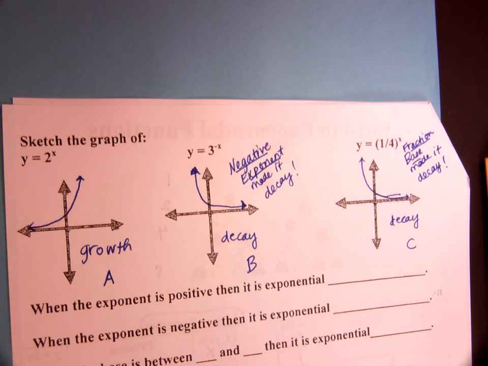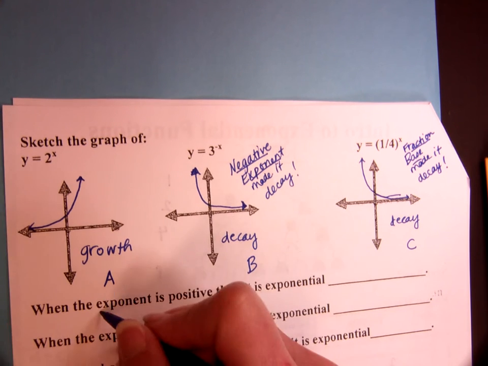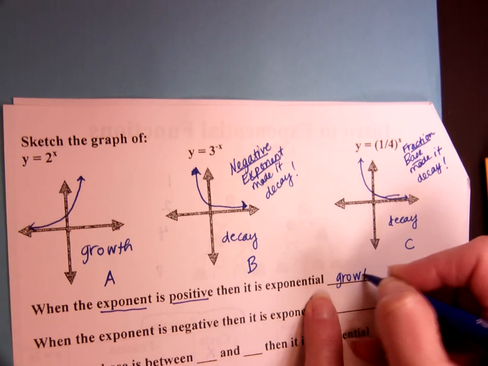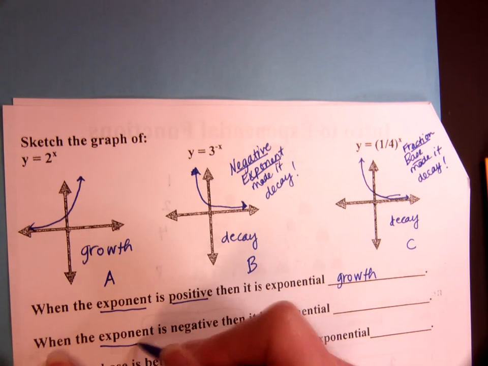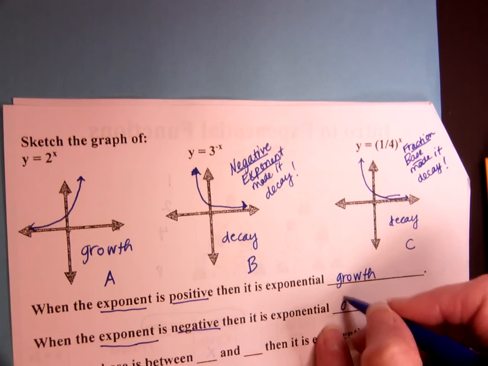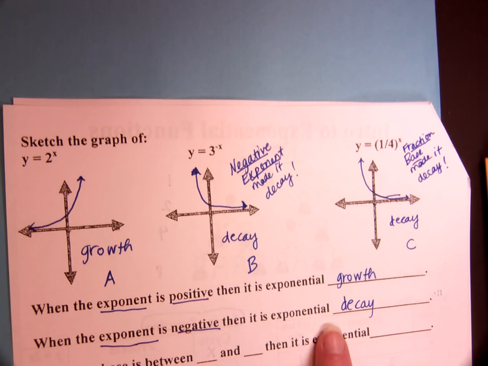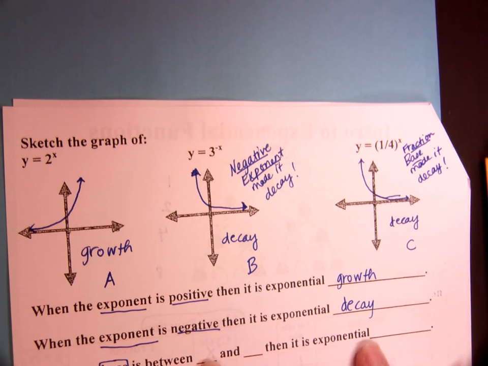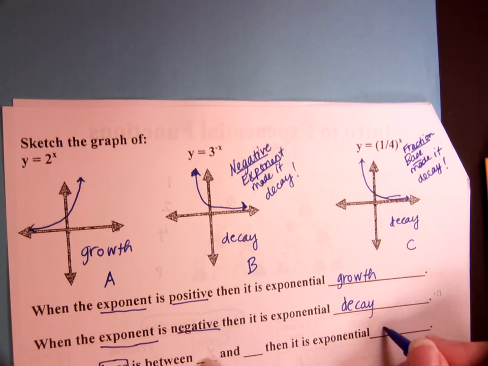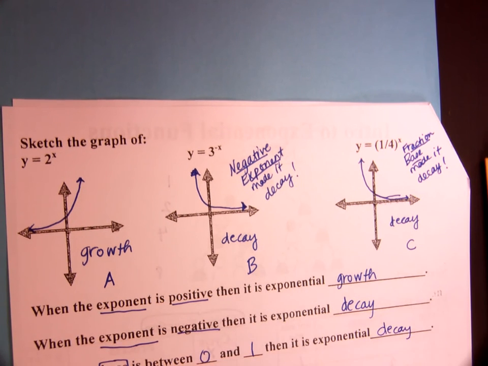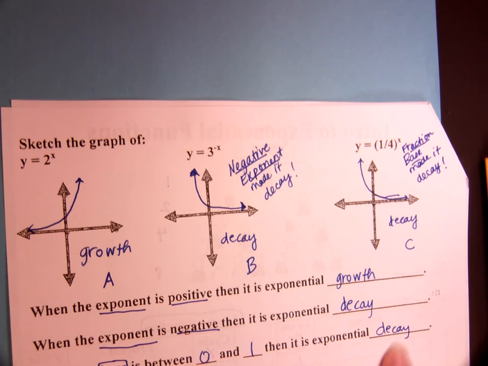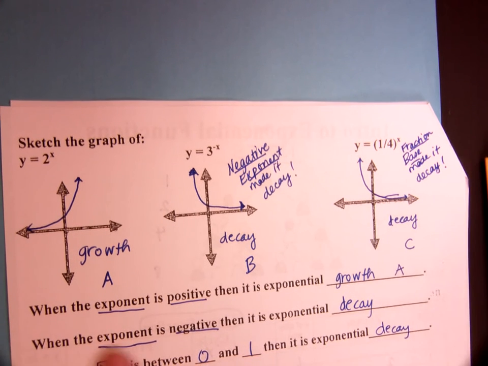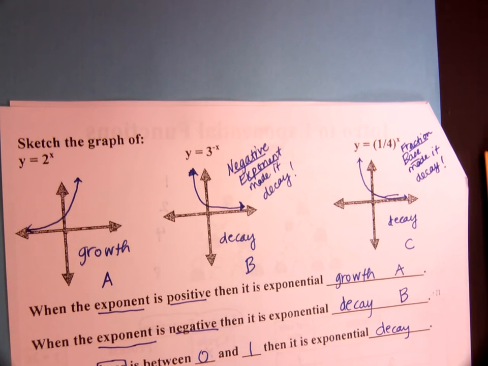So let's look at what we just said in words. When the exponent is positive, then it is exponential growth. When the exponent is negative, it is exponential decay. What does decay mean? To decrease. When the base is between 0 and 1, then it is exponential decay. Very good, Lawrence. What graph is this one, the exponent being positive? Graph A. Exponent negative was graph B, and the base being between 0 and 1 was graph C.